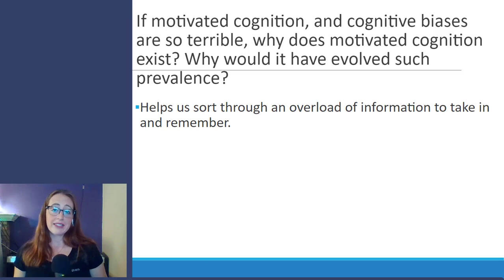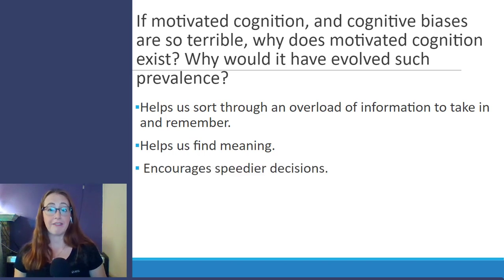So there's a lot of reasons depending on the particular bias, but they tend to sort into 3 categories in many cases. If we're overloaded in information, it helps us to sort through that information and remember it. It can help us find meaning, and it's fast. All of these things are really important, and if we didn't have mechanisms for all of this, we'd be in a lot of trouble cognitively. So they are useful. They just also lead us very astray, and we have to make sure that we account for the bad that comes along with the good.